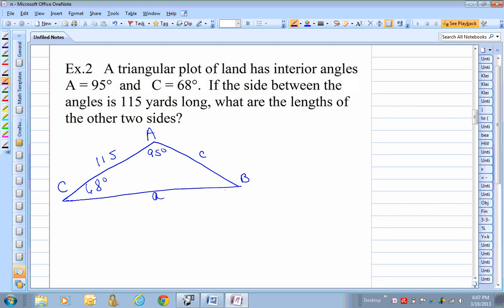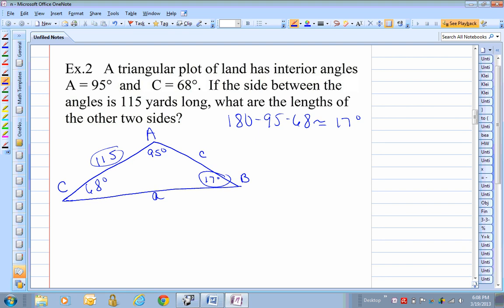Well, we can find our angle B by subtracting from 180. So 180 minus 95 minus 68 is going to give us 17 degrees. So this is 17 degrees. Now we have a side-angle pair because we have the 17 degrees matched up with the 115-yard side.